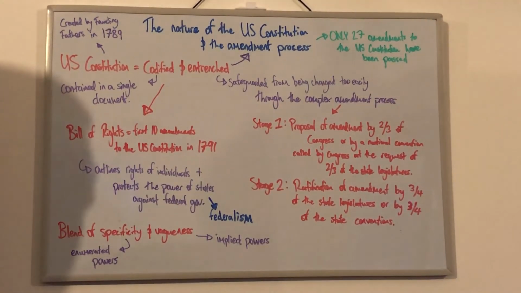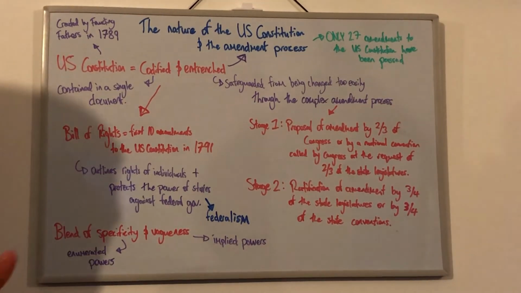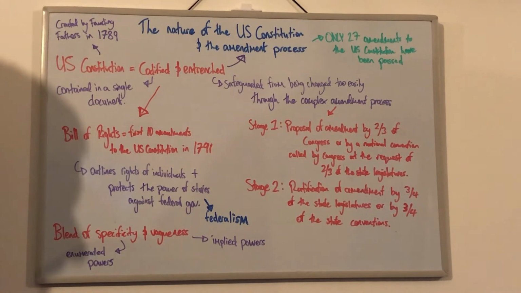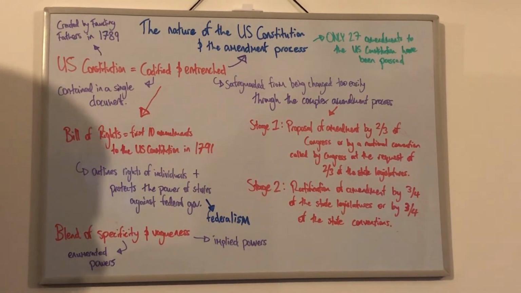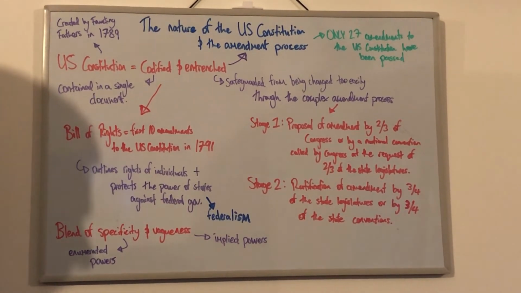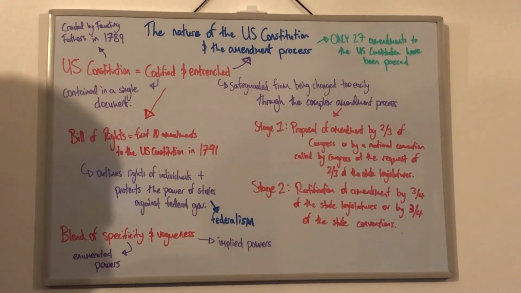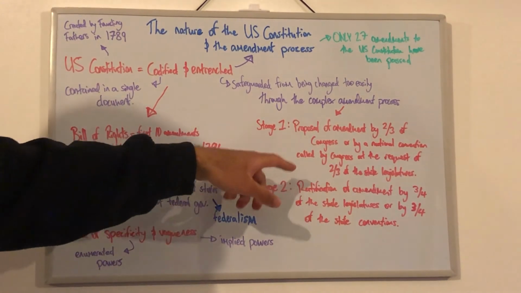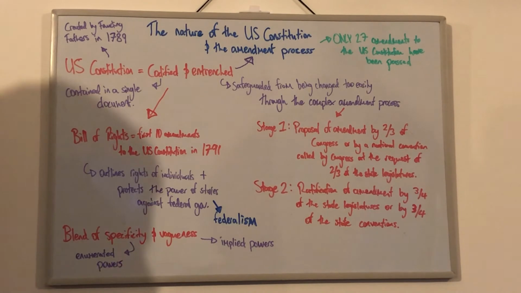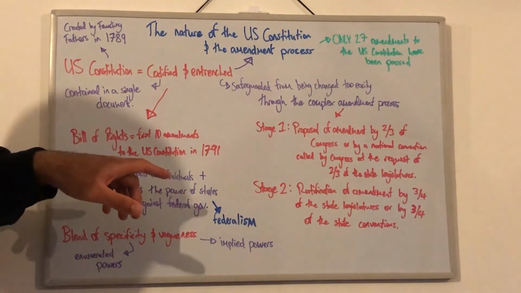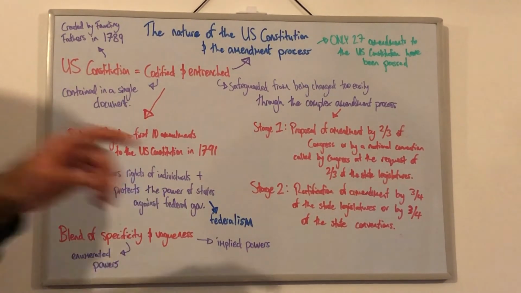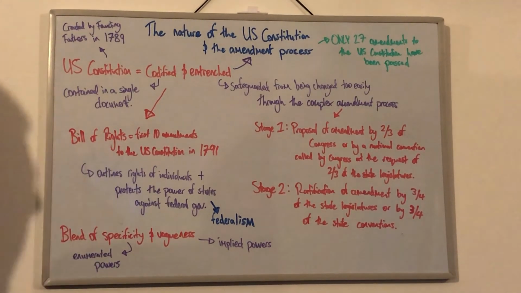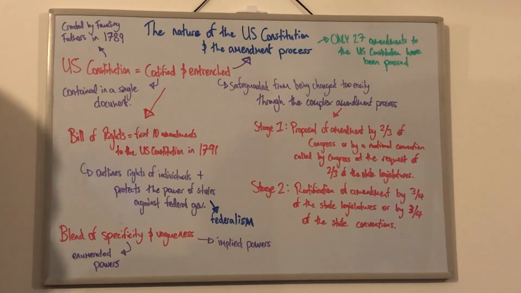So stage one of the process is the proposal stage. Stage two is the ratification stage. Now, stage one, the proposal of the amendment, is by 2/3 of Congress, which means 2/3 of each chamber, the House of Representatives and the Senate, need to vote to pass a proposal of the amendment for it to go to the ratification stage. So it's proposal by 2/3 of each chamber of Congress, or by a national convention called by Congress at the request of 2/3 of the state legislatures. In other words, as there's a federal system of government operating in the USA, each state has a legislature. So if 2/3 of the state legislatures, which I think is 34, call a national convention, they can therefore push through the proposal of an amendment.